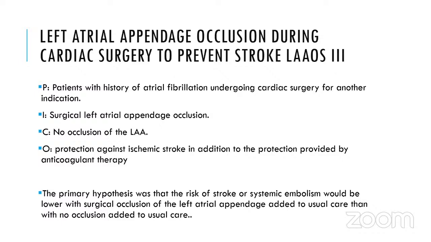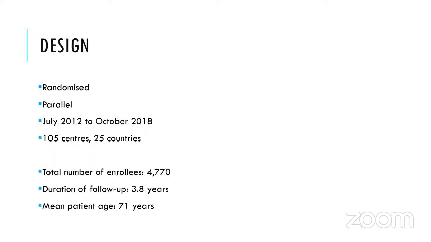The outcome that was tested was protection against ischemic stroke, in addition to the protection provided already by anticoagulation therapy. The primary hypothesis of this study was that the risk of stroke or systemic embolism would be lower with the surgical occlusion of the left atrial appendage, added to the usual care, which is oral anticoagulation therapy, than no occlusion plus oral anticoagulation therapy.